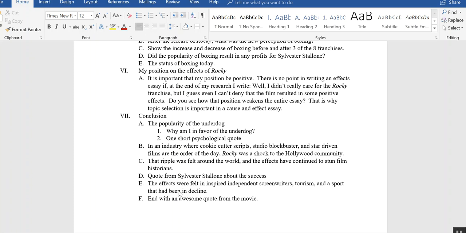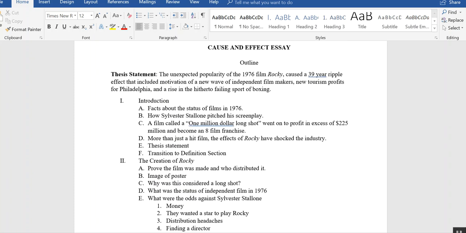And I'm going to indicate again what my 3 areas for the essay were, and I'm going to end with some awesome quote from the movie or something like that to wrap up my essay. And that concludes this tutorial on how to structure a cause and effect outline.